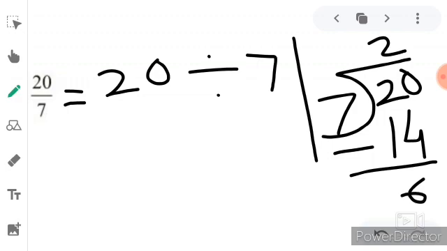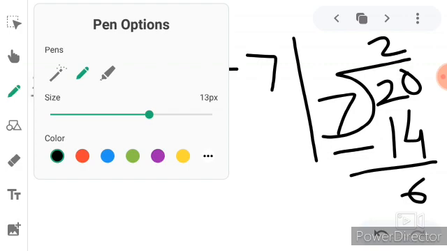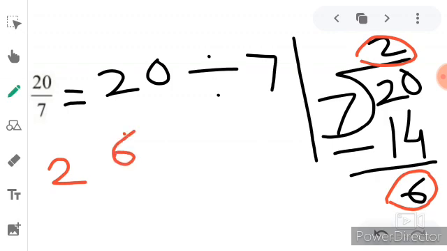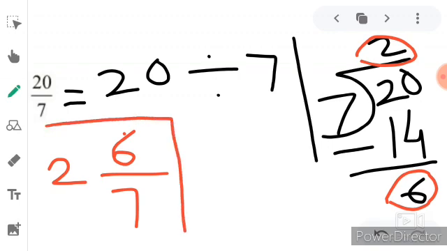So students, now remember how we can arrange the numbers. We can arrange the numbers like this. We will have to take the quotient as the whole number, that is 2. Then the remainder as the numerator, and the divisor as the denominator, that is 7. So here we can complete our question, this is your mixed number, and this is your improper fraction. I hope you got it.